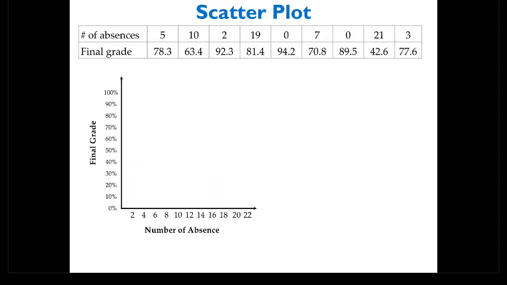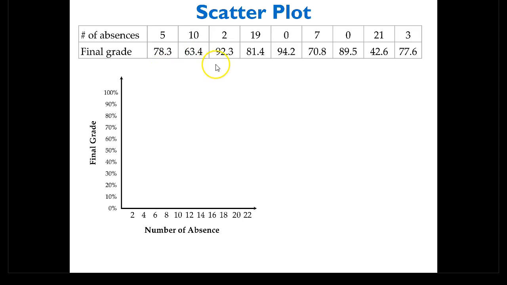And finally, we come to the scatter plot. A scatter plot is probably the most important one out of the 3 that we're covering in this video. Scatter plots are very useful in displaying two-variable statistics. For example, this is a two-variable data set. Here we're tracking the number of absences and final grade. This pair of data represents one student who had 5 absences and a final grade of 78.3, and this student had 10 absences and a final grade of 63.4, and so on.